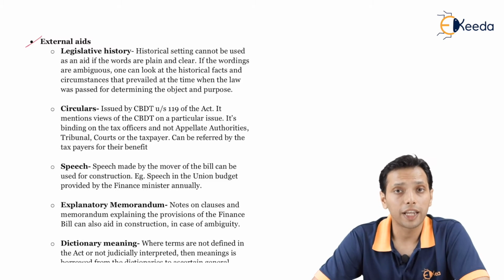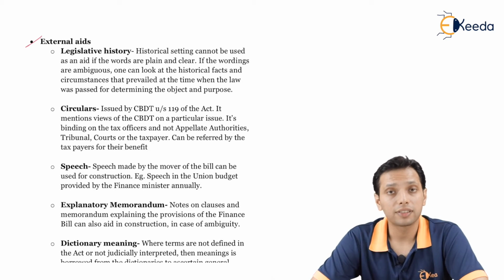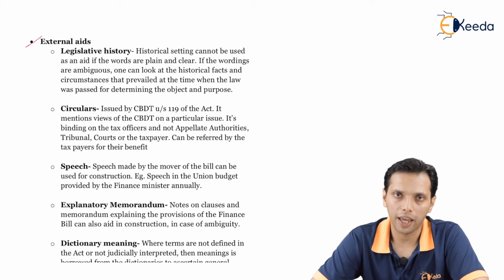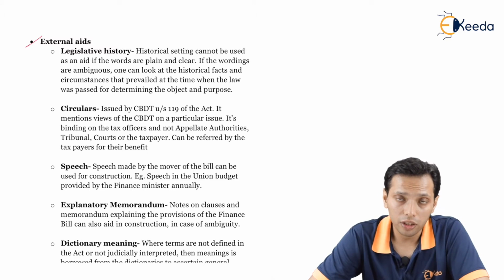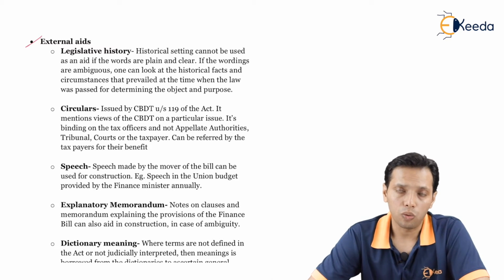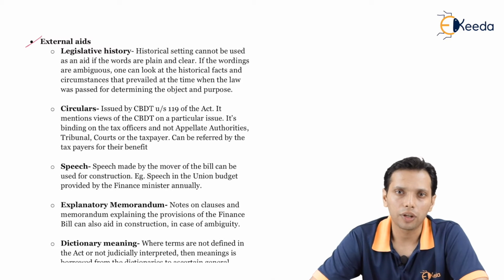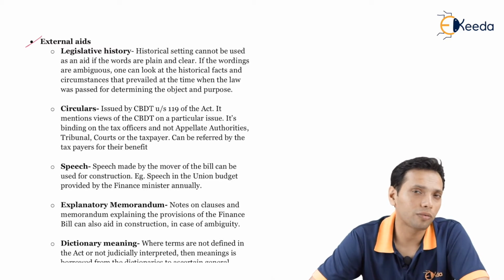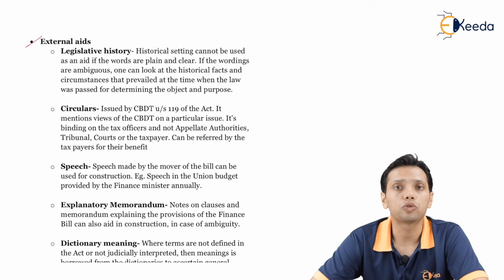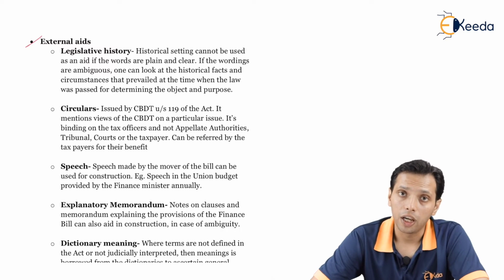Moving on to the external aids to interpretation. First is legislative history. While interpreting a provision of the act, there may be a situation where you have to determine the legislative history, the historical facts for introducing a particular provision of the act. For example, you have interpreted a particular provision and you are not able to know the intent of the legislation, you have used all the rules, you have even used the internal aids to interpretation.